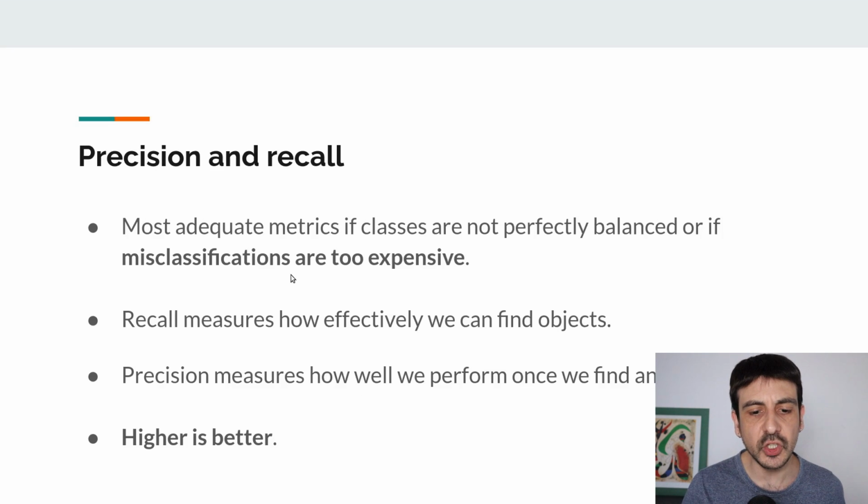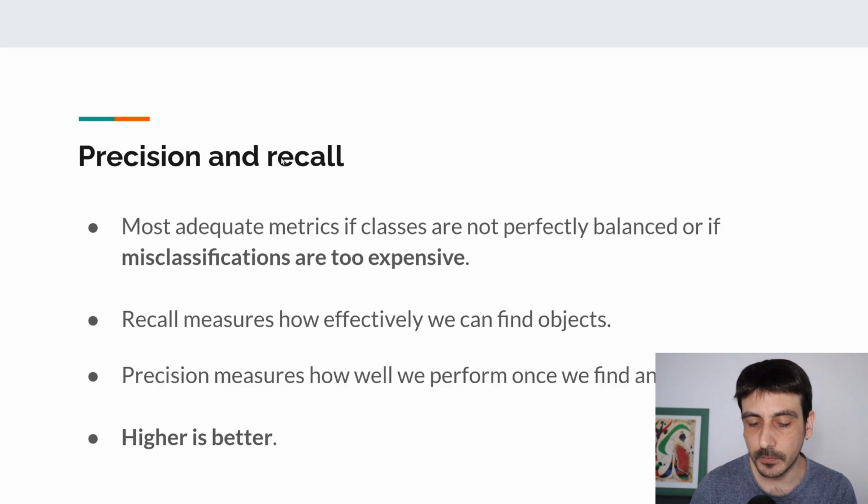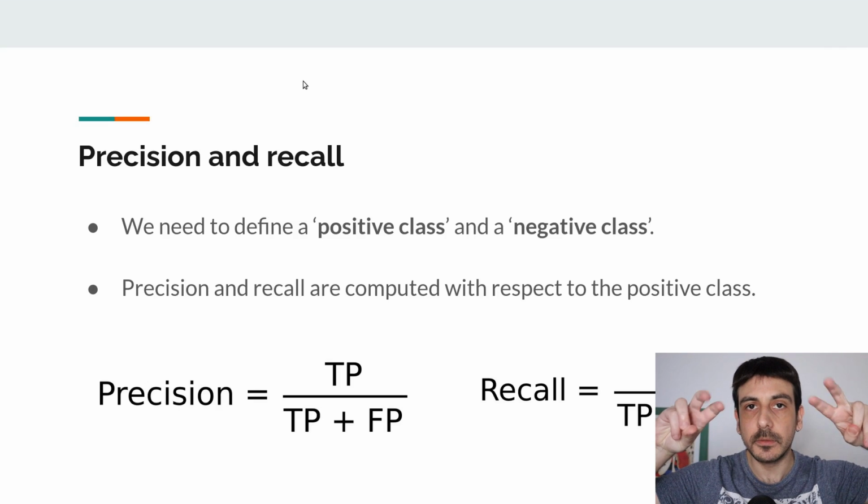Now let's move on to the precision and recall, and these are the most appropriate metrics if classes are not perfectly balanced or if misclassifications are too expensive. And I'm going to show you an example in a few minutes of an image classifier where the misclassifications are too expensive. So this is going to be much more clear in a few minutes. But for now, let's continue. Recall measures how effectively we can find objects. Precision measures how well we perform once we find an object. And the higher is better for each one of these metrics. Now let's continue. We need to define a positive class and a negative class.